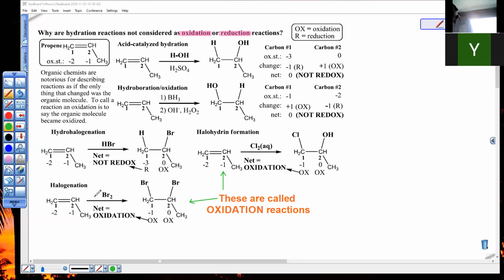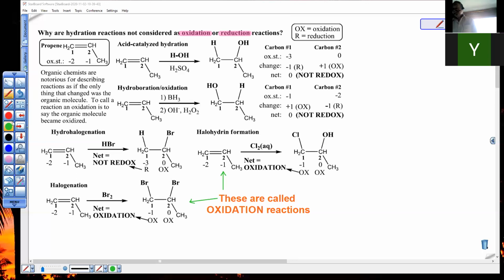Now, I realize bromine went from an oxidation state of 0 to -1, and my inorganic chemistry friends, I'm going to tell them, yeah, Br got reduced. At the same time, carbon got oxidized. So you guys are right, but I'm only talking about my organic molecule. Oxidation. Same story here because chlorine and oxygen are both more electronegative than carbon as well. And we call that an oxidation reaction.